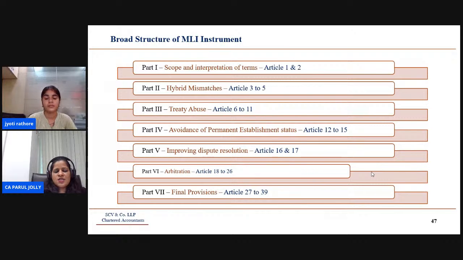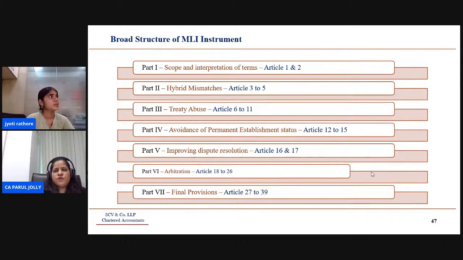Then we have Articles 16 and 17 dealing with the dispute resolution and other miscellaneous articles related to arbitration and other provisions related to entry into force, entry into effect, termination, etc. So this is the broad structure of MLI instrument, how MLI is applied, and what is the importance of MLI.